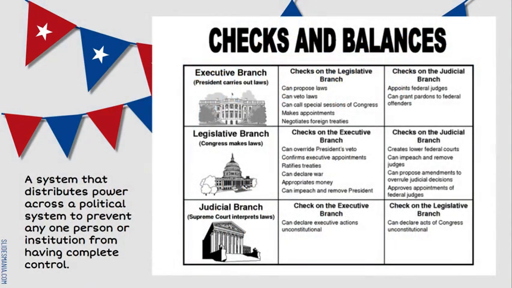While creating the government, they created a system of checks and balances, which distributes the power across a political system to prevent any one person or institution from having complete control. This means that each branch is able to look over the laws being proposed by the other branches and veto or override their decisions.